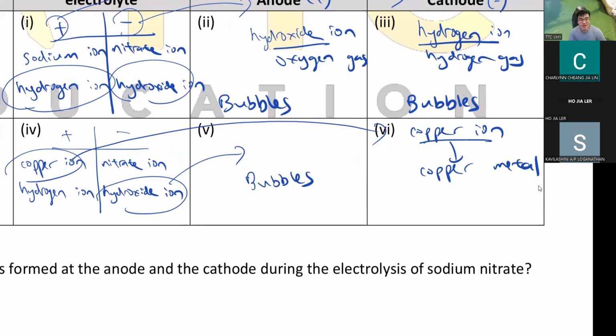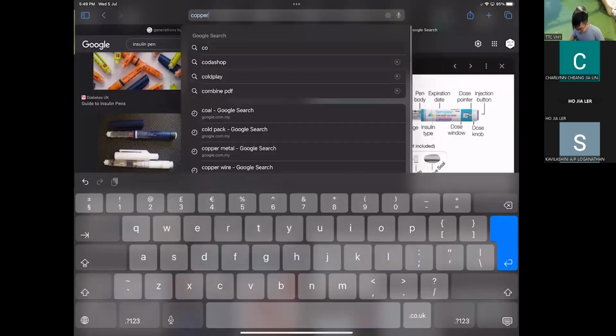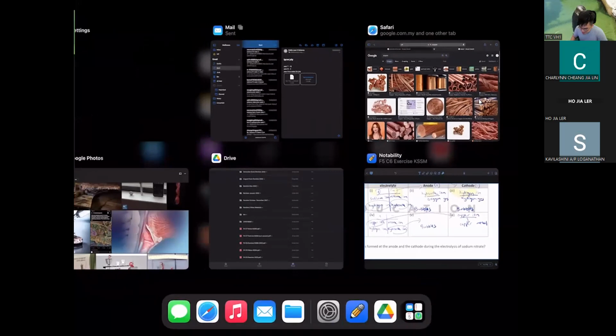What's the color of copper? The color of your wire, isn't it? This is your copper. Yes, bronze. What color do you call this? Guys, how do you describe this color? If someone has never seen copper before, how do you explain this color? Brown red. Kavi, your brown red is correct. Okay, that's very good.